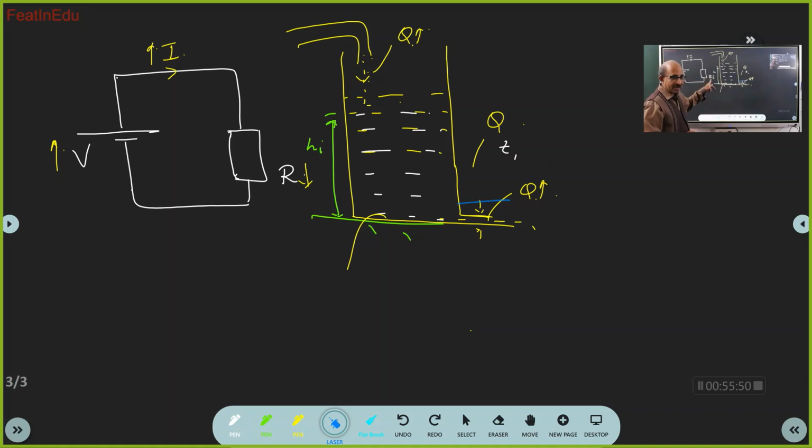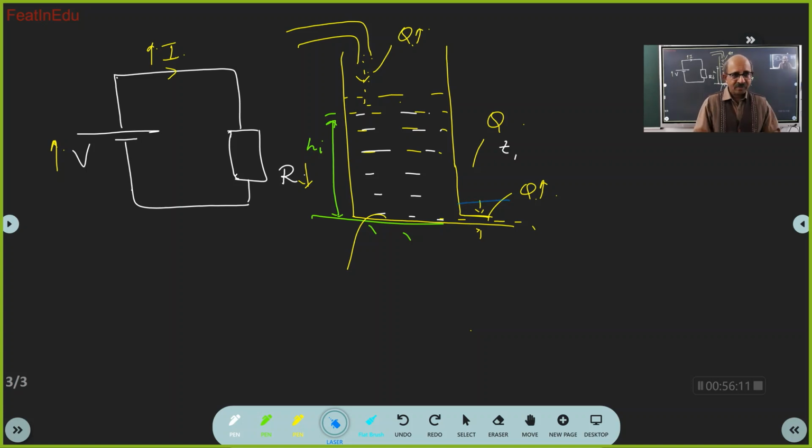Similarly, if I decrease the resistance, more current will flow. Got it? Are you able to see the relation? So what is the relation? For the same resistance, if you increase the voltage, the current will increase. For the same potential difference, if you decrease the resistance, again current will increase.